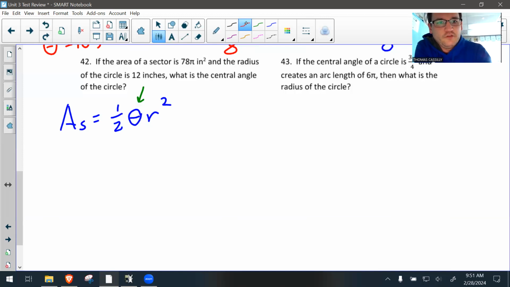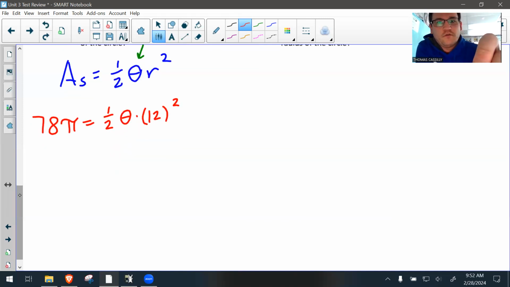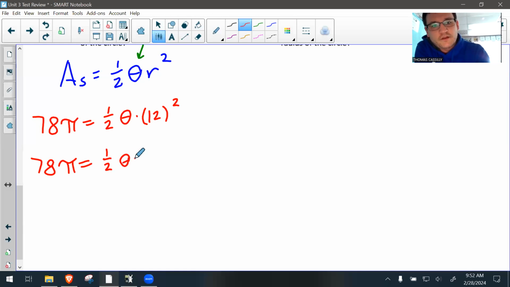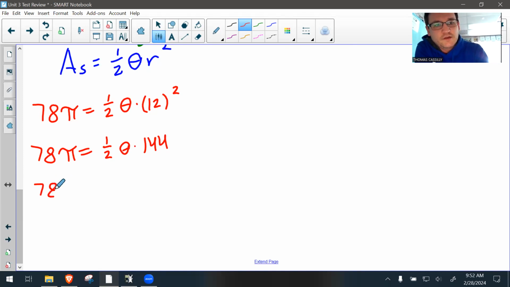All right, so plug in everything you know. We have 78 pi. That is the actual area of the sector. So 78 pi is going to equal the 1/2 stays 1/2. We don't know the central angle, so keep it as theta, right? But we do know the radius. The radius is 12 inches. So we have to take that 12 and square it. So if we wanted to just keep going, we have 78 pi equals 1/2 times theta times 144.